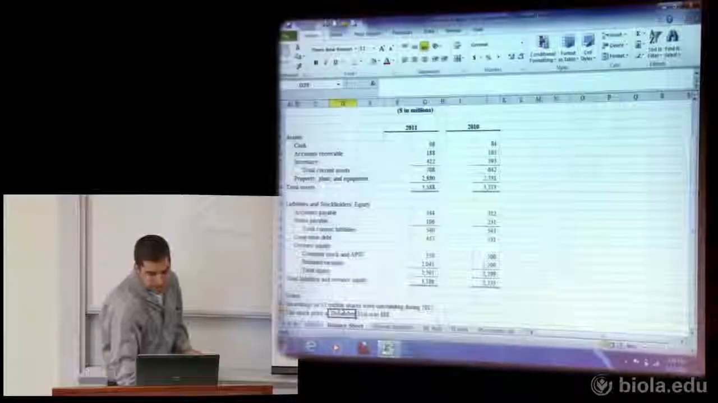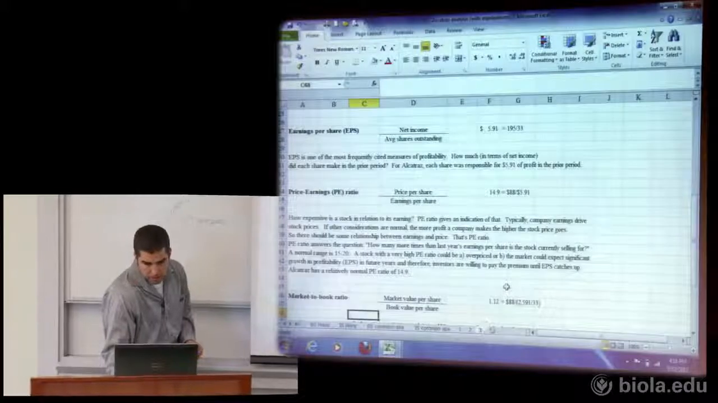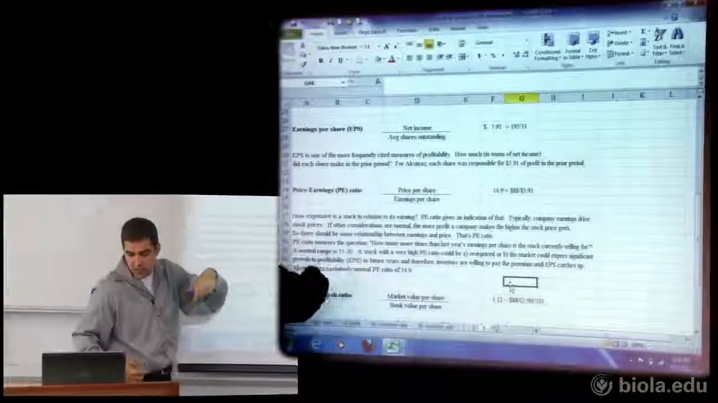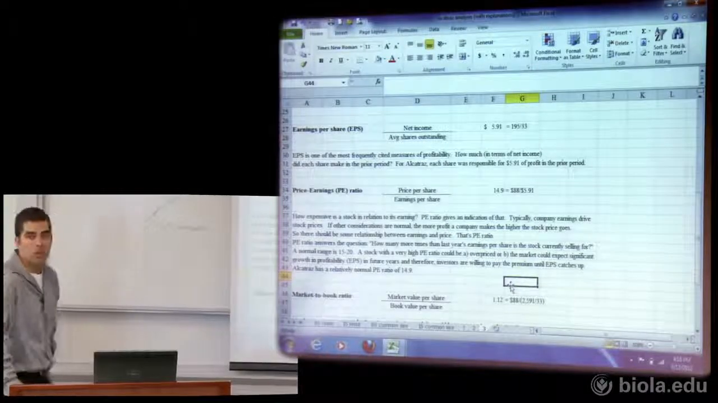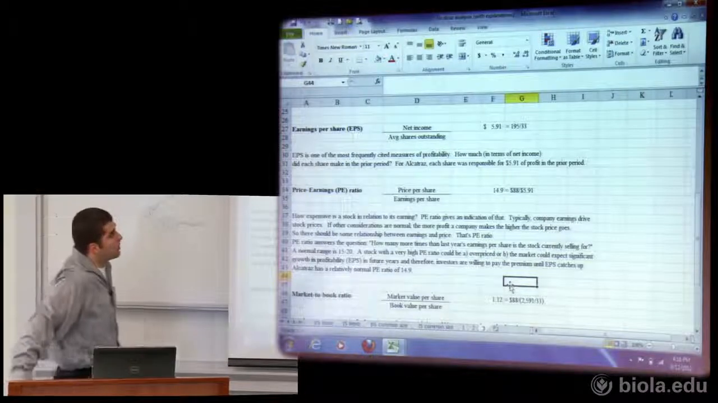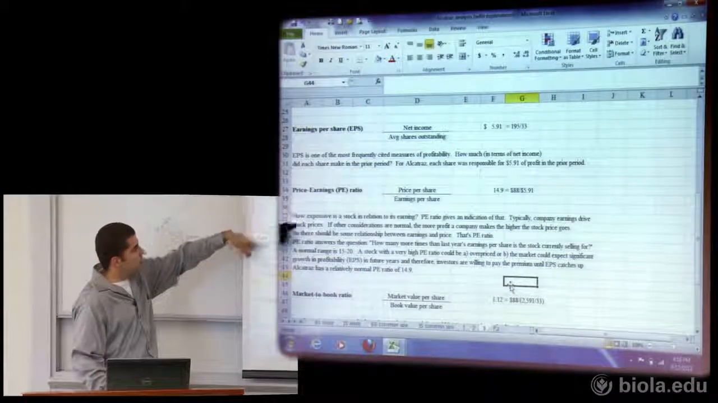Okay? And so on our answers again, you came up with 5.91, right? And if you express that in a sentence, what does that tell us? Each share made $5.91 this year. Okay, so for each share, what was their profit allocated to that particular share? $5.91.